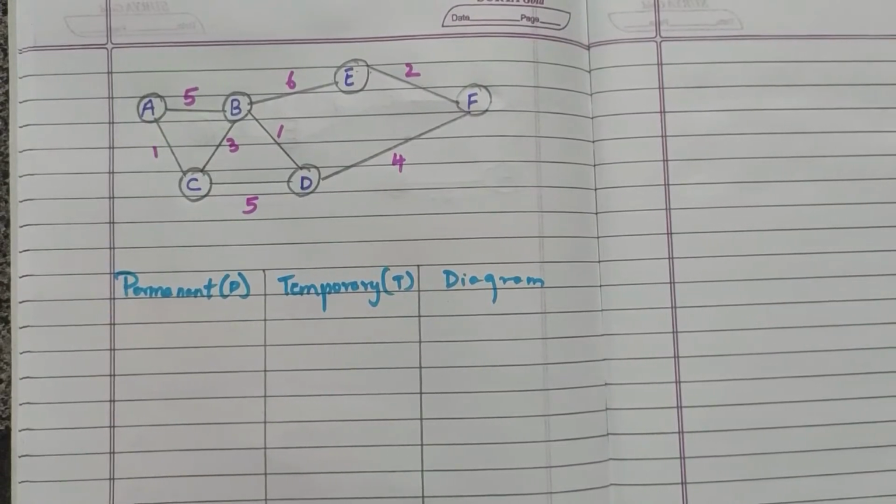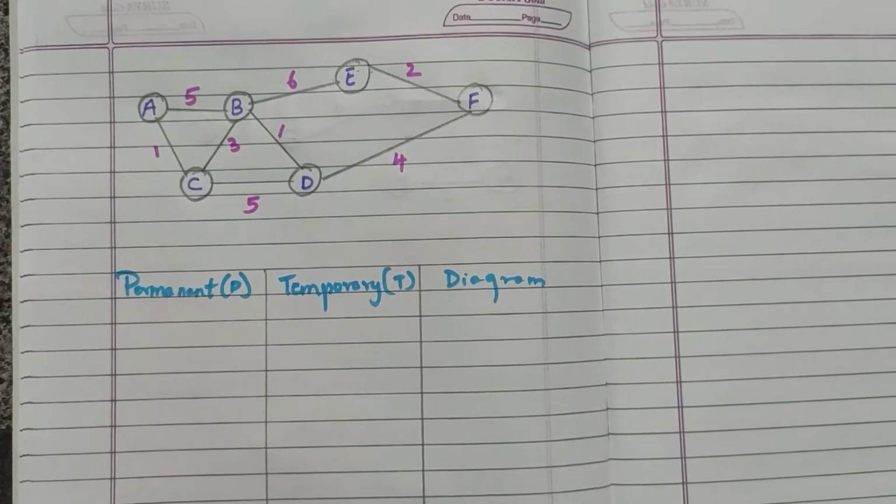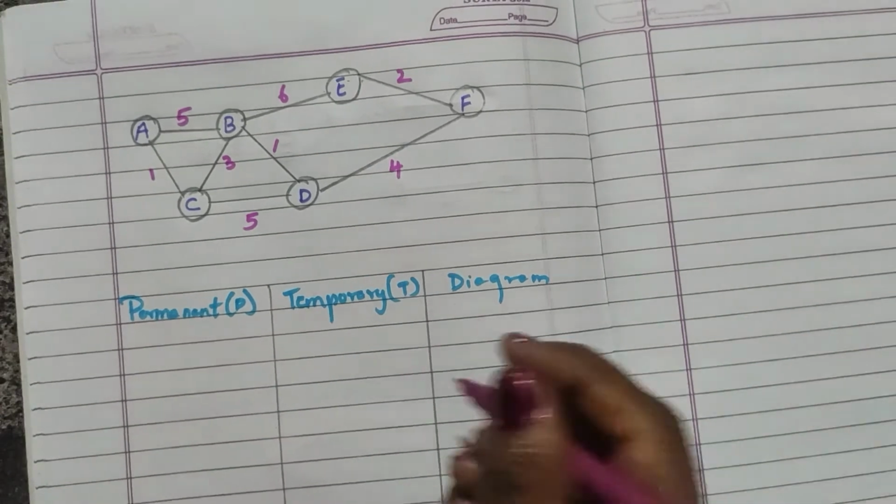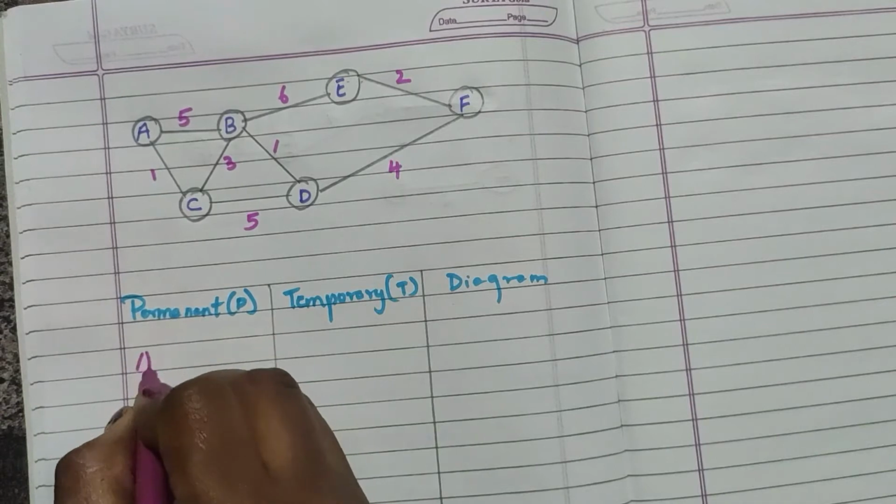Hey guys, welcome back. In this video we'll see another example for Dijkstra's algorithm. We have to find the shortest paths the same way as we learned in our previous video. The starting node is A, so let's put A in the permanent table.